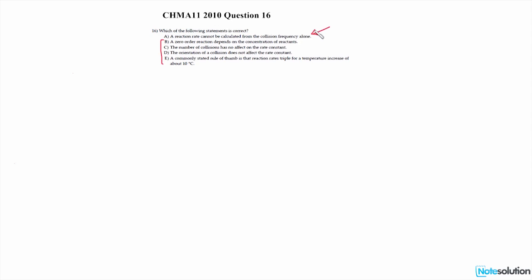And so what I'm going to do in this video is focus just on this one statement, and you can take out your textbook and see why these other 4 statements are incorrect. So it says over here, a reaction rate cannot be calculated from the collision frequency alone. Now the collision frequency fluctuates depending on the temperature of the reaction.